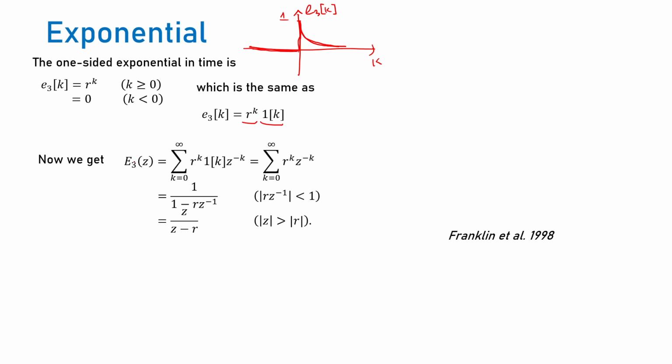And now we get the Z transform of this E3 by using the definition. We take only the values of Z such that the series converges, so we can have a closed form. Now you can see here the pole, which is found by setting the denominator to be 0, right? So the pole here is Z equal to R itself. You can see the pole reflects the function itself.